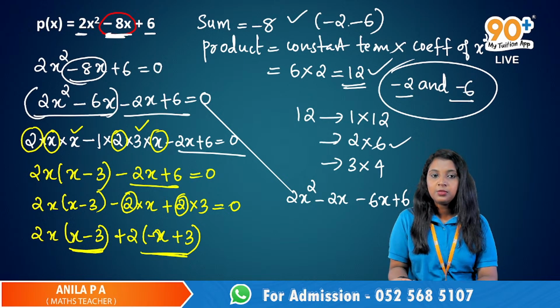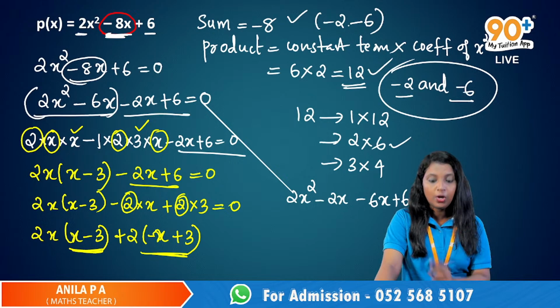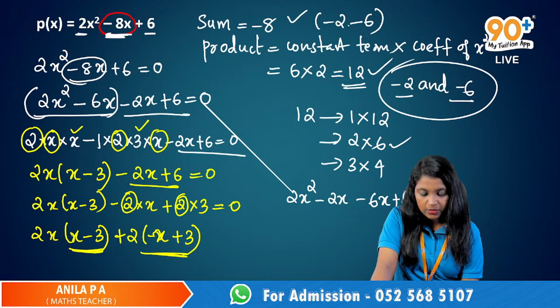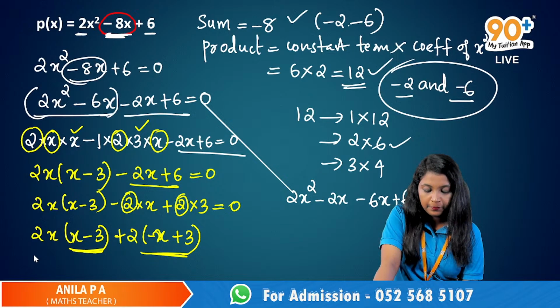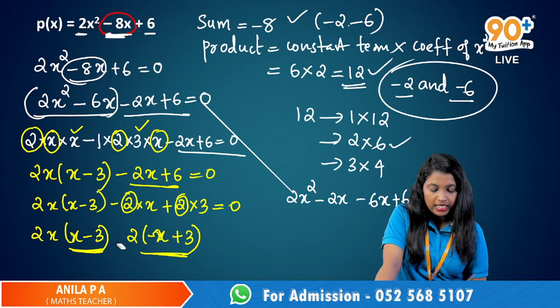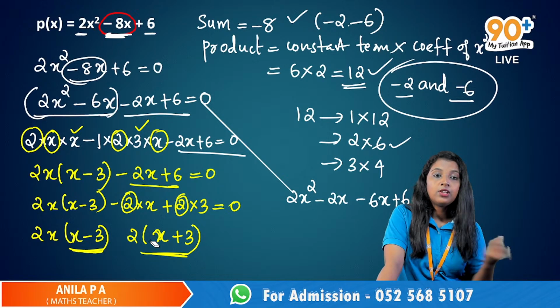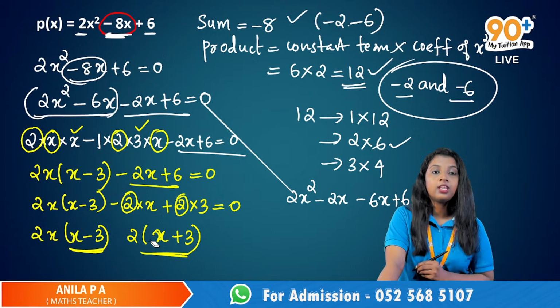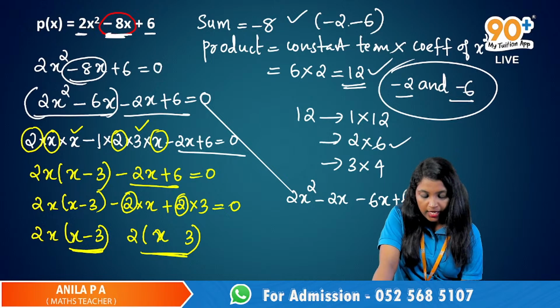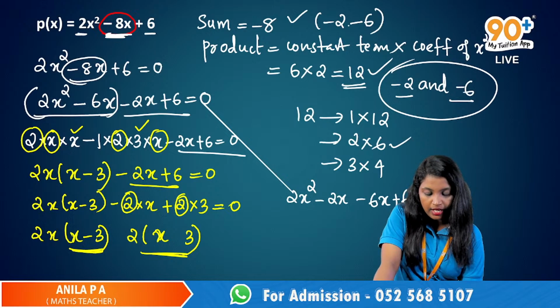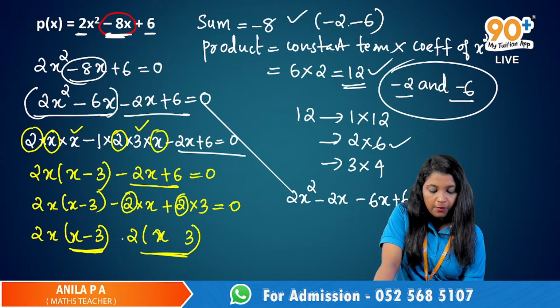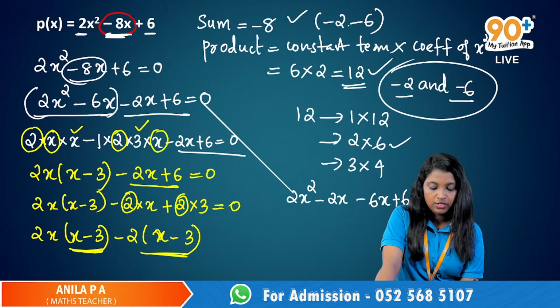So how is that possible? We have to take a negative 2 outside. Instead of this plus 2, we have to take a negative 2 outside. Here it will be negative 2. So this negative sign will go and this positive sign also changes. So we get something like negative 2 into x minus 3, which will be equal to 0.